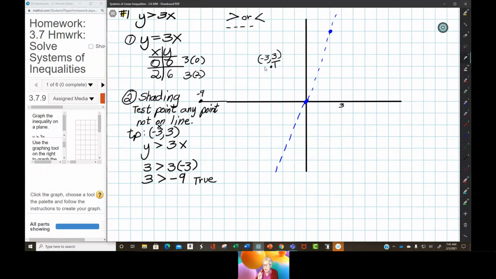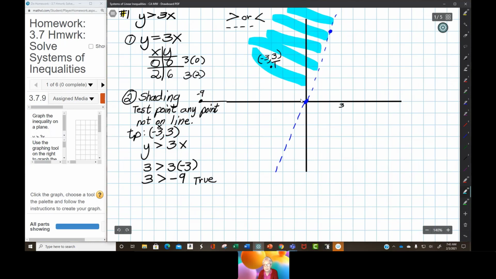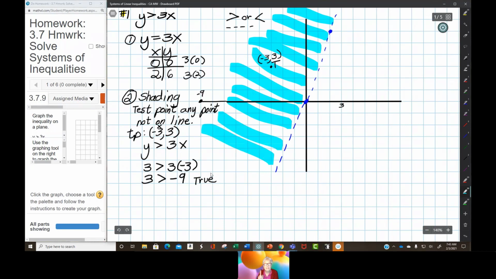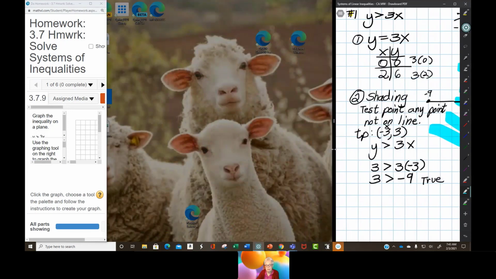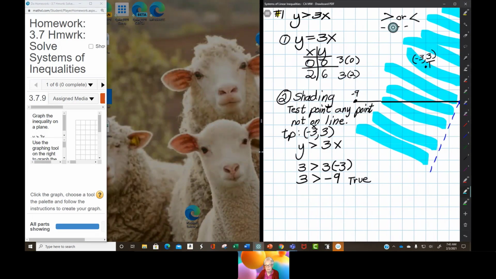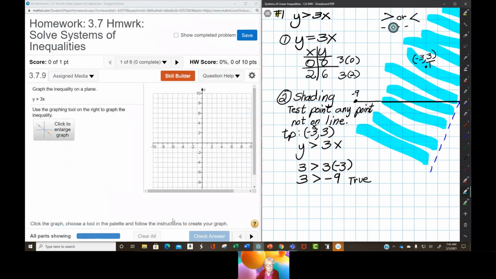What does that mean to me? What that means to me is that this side, the true side, is going to be the side I shade on. Now, if I were doing this by hand, I would be finished. But I have to transfer this to my math lab. There, that's a good enough view. Okay, now we're going to graph, and here's how.